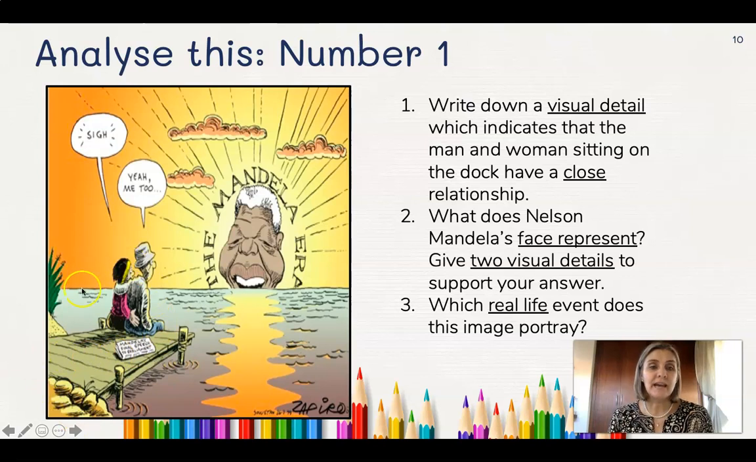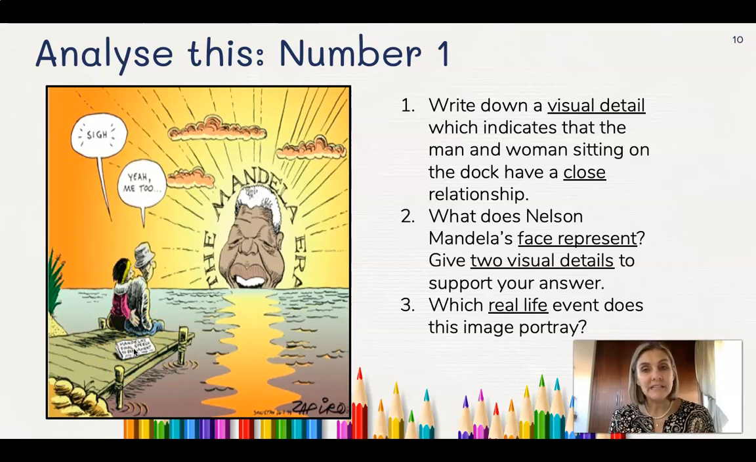So if we look over here, we've obviously got a couple sitting there. She sighs like that, and he, in response to her sigh, almost like he knows what she's thinking, says, yeah, me too. And then you've got Nelson Mandela, and it's got the Nelson Mandela era around his face. And then it's difficult to see here, but there is a newspaper article about Mandela, and it says there Mandela's last speech. So let's take a look at question number 1.